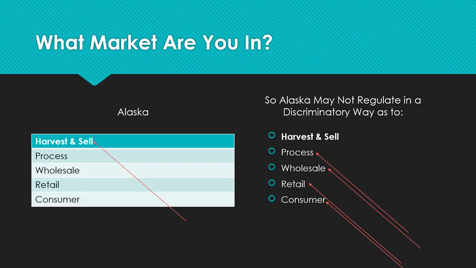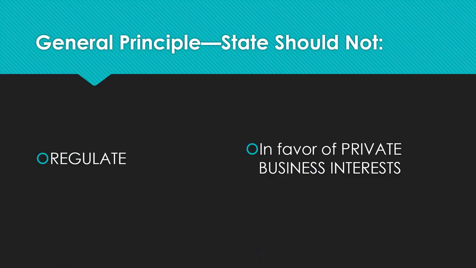So what's the answer to that? Was Alaska in the processing business? The answer is no. They were not in the business of processing. They were in the business of selling. So as to selling, they were participating in the market. But as to processing, they were actually regulating. They were regulating in a way that favored in-state, private business interests. Remember those principles from the last video? What we're really after here is states that regulate in a way that favors in-state private interests.